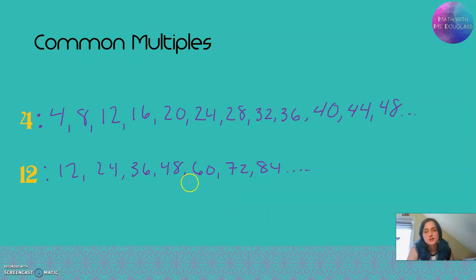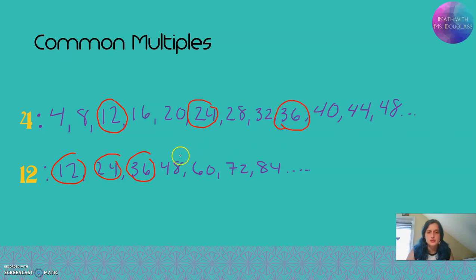Okay, so common multiples are multiples that appear in both lists. They're numbers that you see in both of these lists. Let me change colors. Okay, so in this list I see 12 here and 12 there. I see 24 here and 24 there. I see 36 here and 36 right here. I see 48, this is why I wanted to go all the way up to times 12 for the 4s.